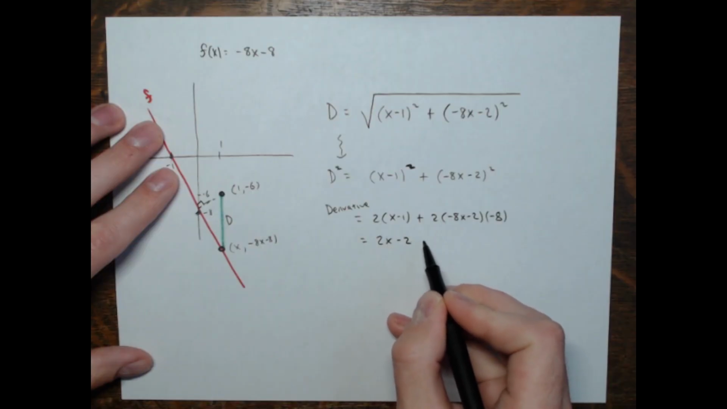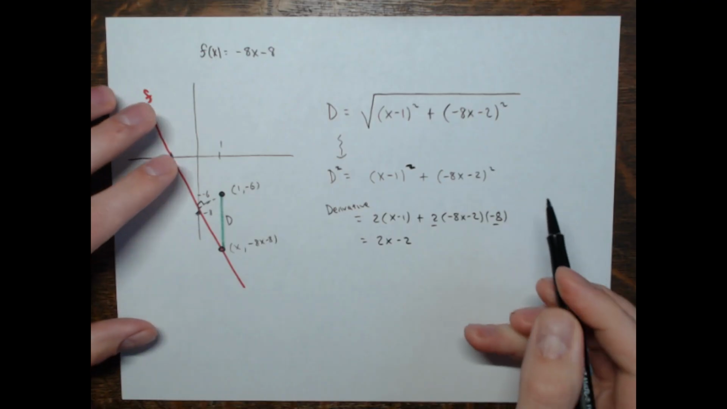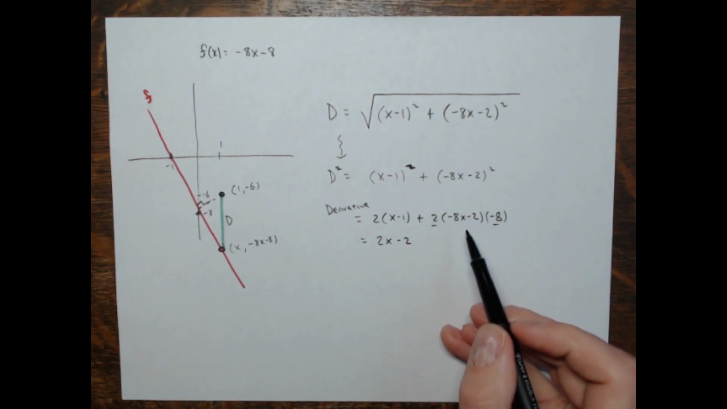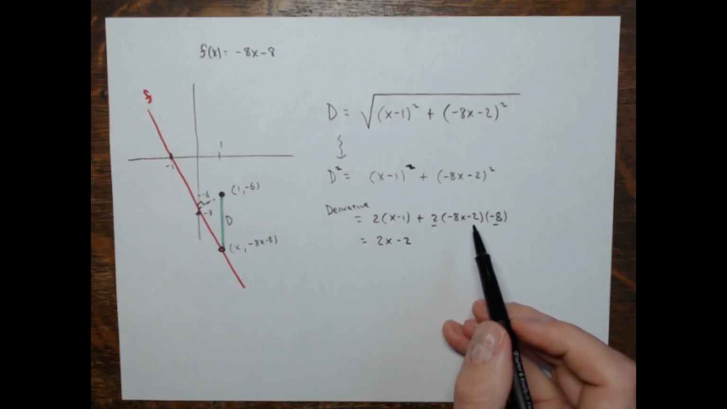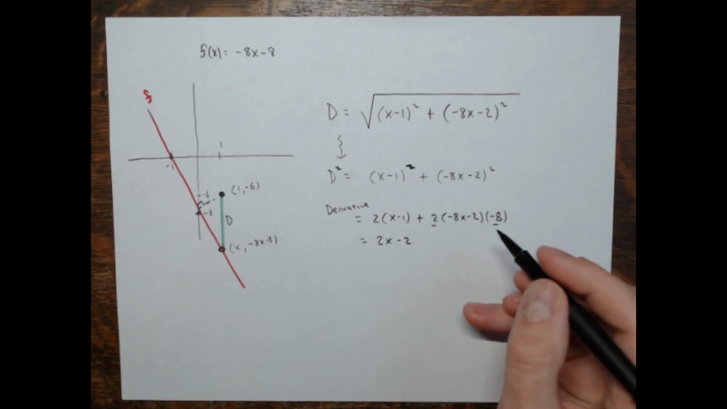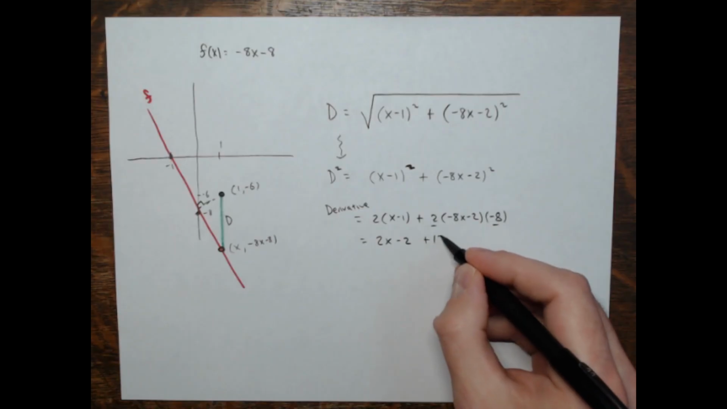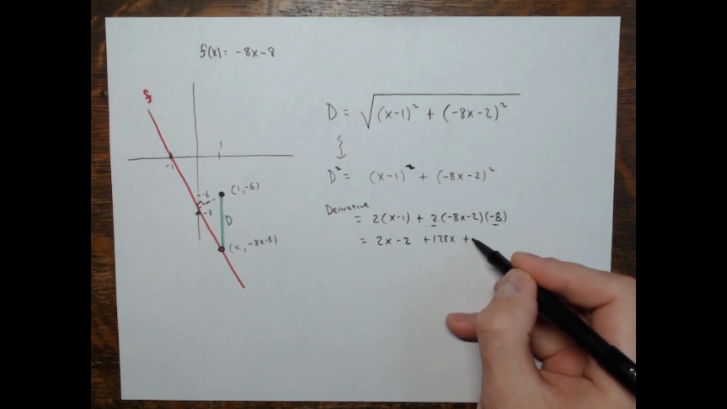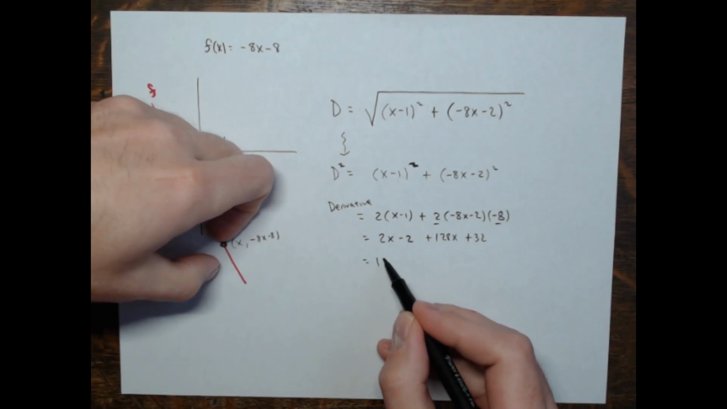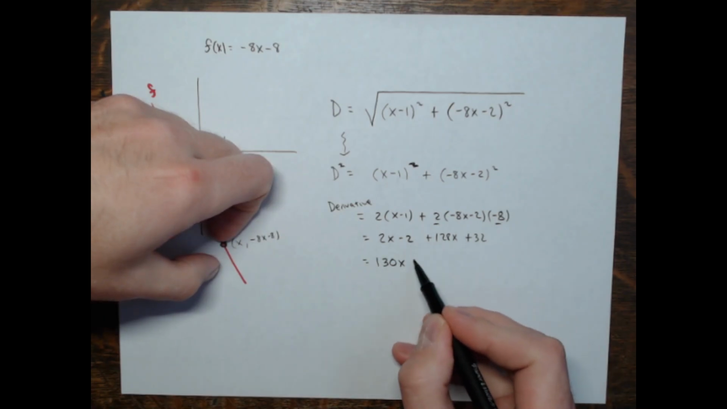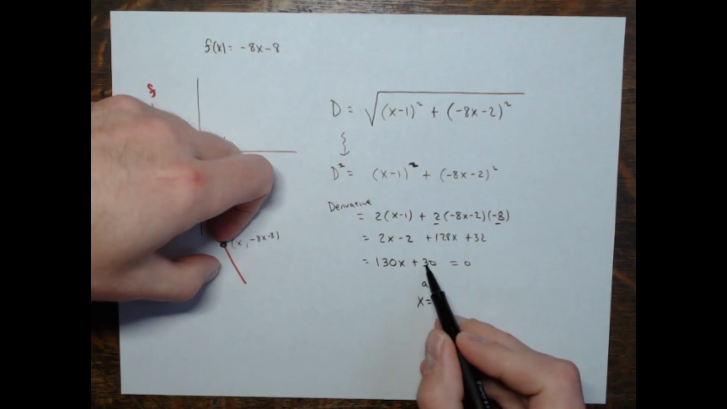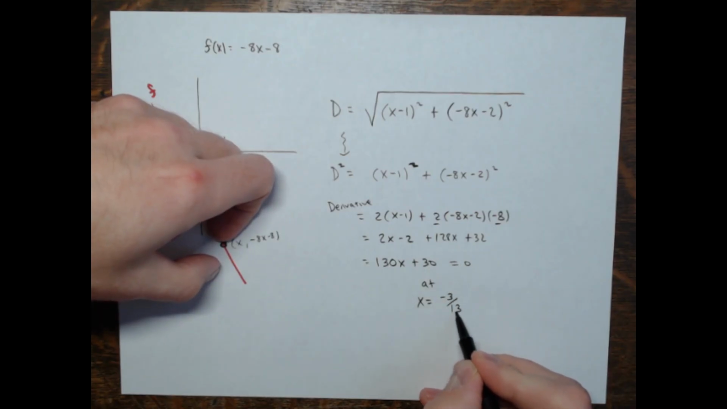This is 2x minus 2, and this is distribute negative 16 here. Negative 16 times negative 8. 128, right? 16 times 8, 80 and 48. 128. So plus 128x. And then negative 16 times negative 2, positive 32. So I got 130x plus 30. And this is going to be equal to 0 at x equals negative 3/13.